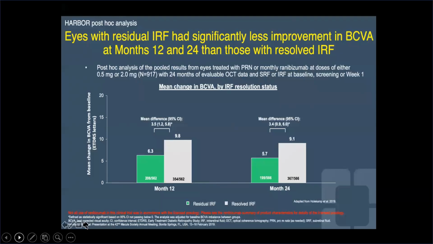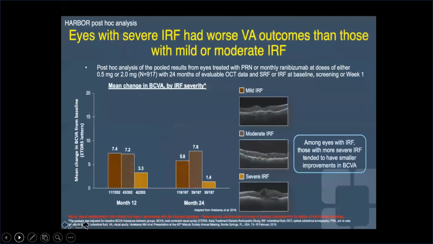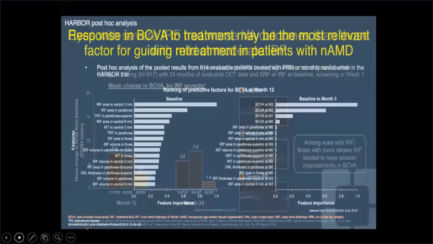So the takeaways from this really are that intraretinal fluid matters. And again, we saw from that HARBOR post-hoc analysis that those patients who had a definite detriment with regards to intraretinal fluid. And here in this slide, they actually grade them by mild, moderate, or even severe intraretinal fluid, and found a nice correlation between those who had mild or moderate disease had a better, obviously, activity and better outcomes versus those who had severe amounts of intraretinal fluid had worse visual acuity at the end of these studies.